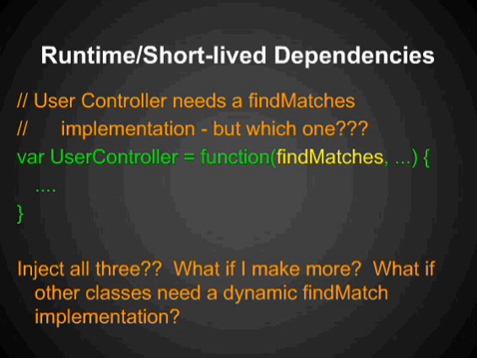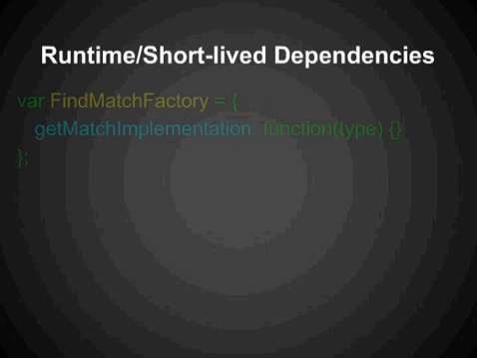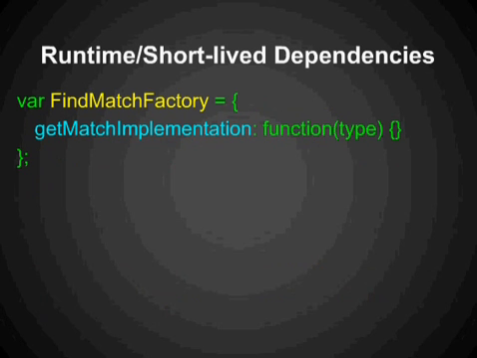Should we inject all three? Well, that's sort of ugly. What happens if you come up with a fourth or fifth or sixth way to find matches? Then we start having a very unwieldy looking constructor. What if there's other parts of your application that want sort of dynamically injected find match implementations? So what do we do? Well, the answer here is something called an abstract factory.